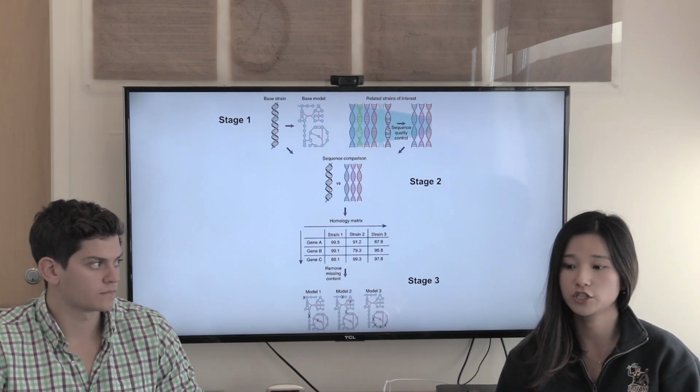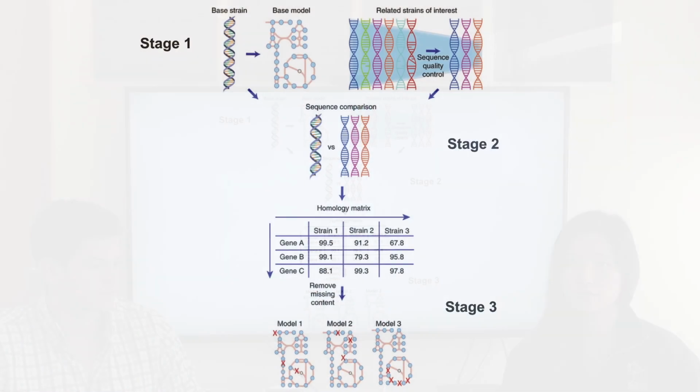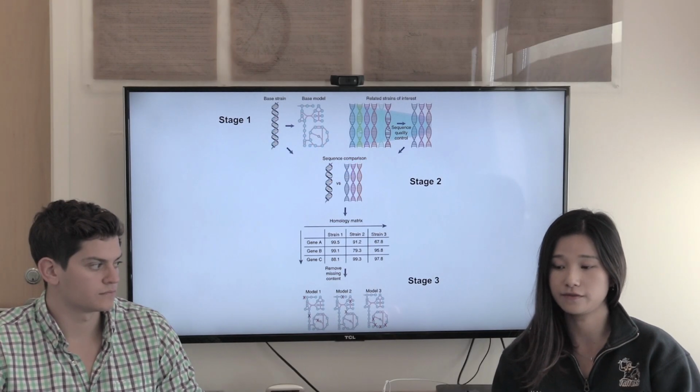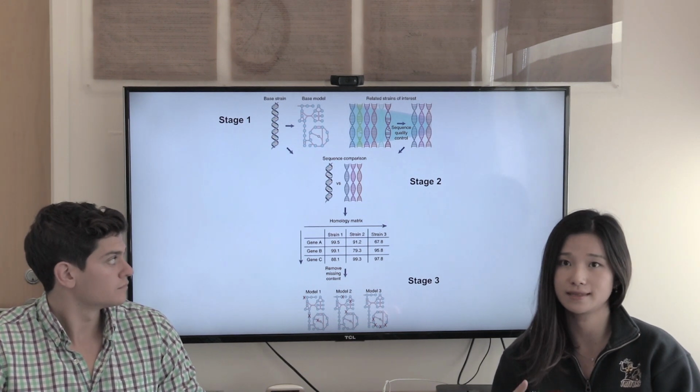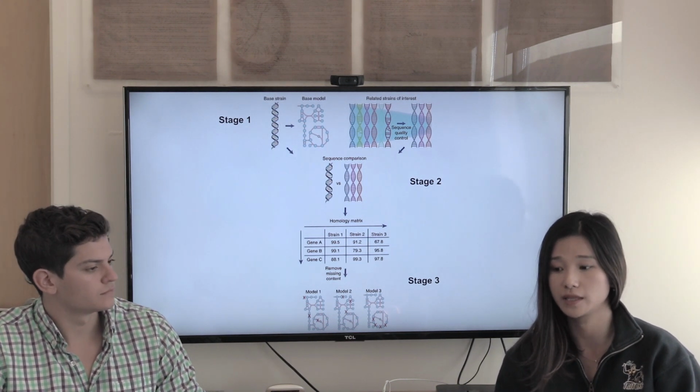The first stage, as shown in the figure here, is to actually generate or get the base reference strain. If the reference strain is not available, one can create this from scratch following the original protocol. The second stage involved the genome mapping between the target strains and the reference strains. And the output of this stage would be the homology matrix that tells you the presence and absence of the reference genes within the model.